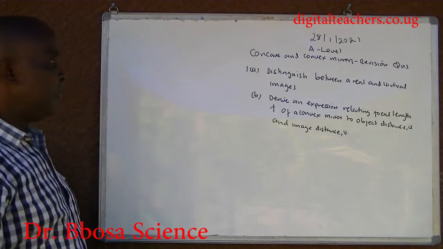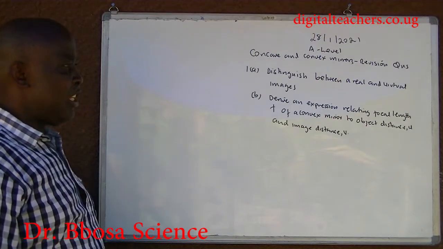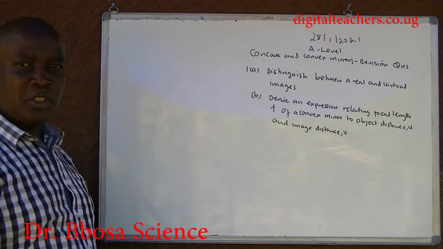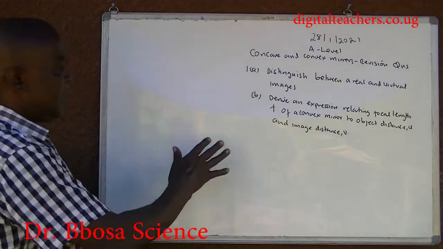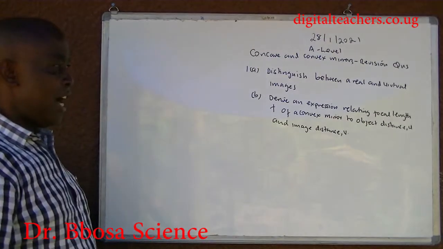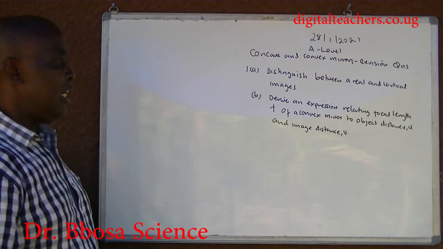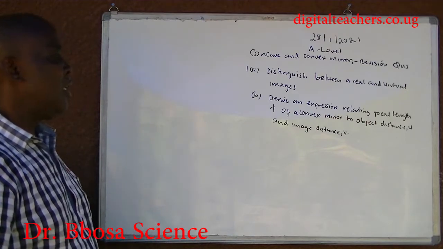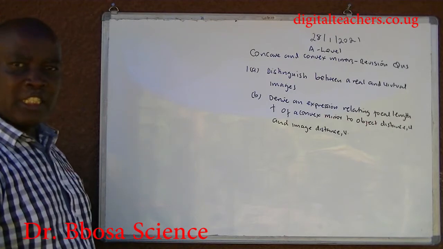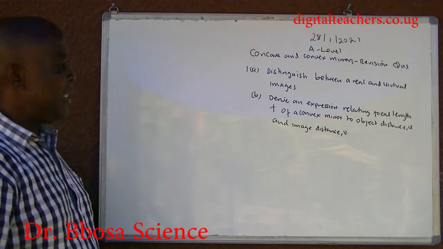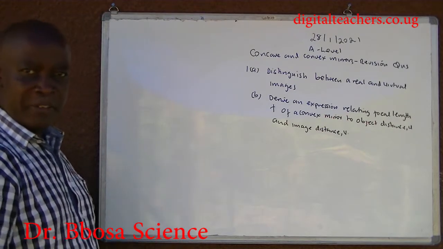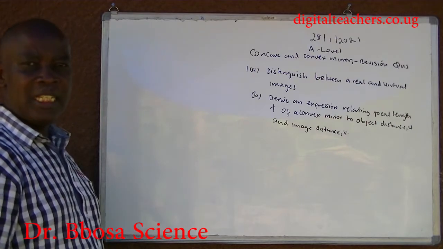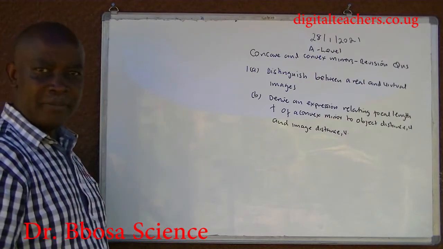Number 1A, distinguish between a real and virtual image. B, derive an expression relating focal length f of a convex mirror to object distance u and image distance v. You can pause and answer.